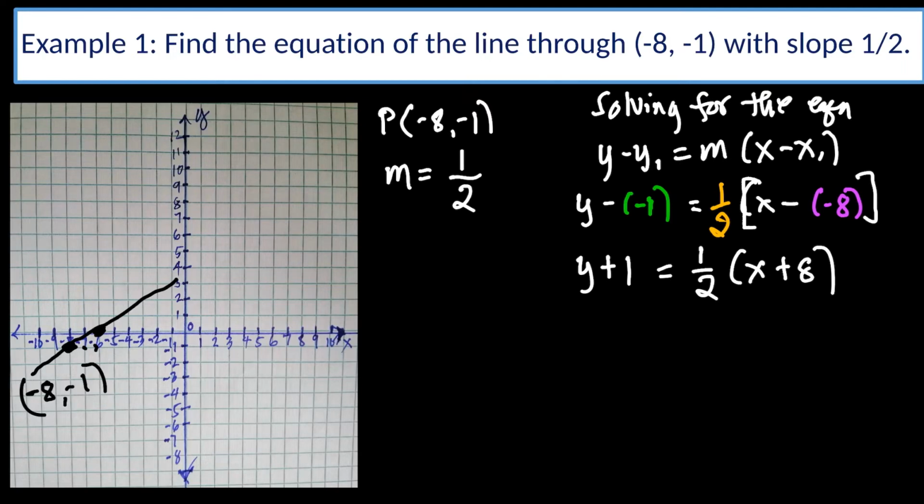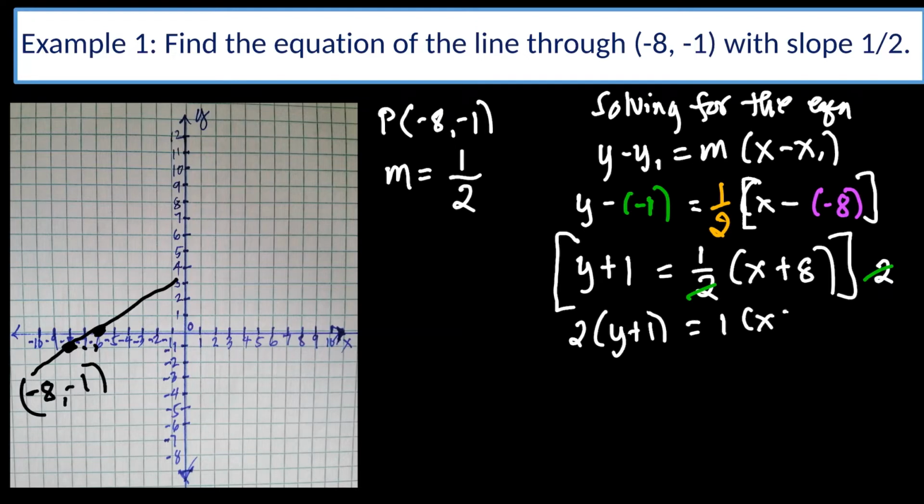We can simplify this further by multiplying both sides by 2. So you multiply both sides by 2, and this will give us 2 times y plus 1, and the 2 and the 1/2 will cancel out, which will give us 1 times x plus 8. Although we don't need to write 1 there, it's understood that there is 1 there. Simplifying this further, this will give us 2y plus 2, and we have x plus 8.